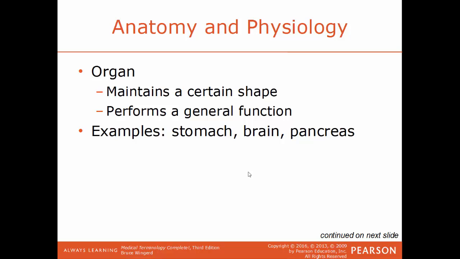When you get different tissues working together, you get organs, and these will maintain a certain shape. The kidney has a particular shape to it. The heart has a particular shape to it. And all organs have a general function. Your heart does a function that the kidneys don't do, or the liver doesn't do, and vice versa. The heart has a particular job. The brain has a general job. The liver has a general job that other organs don't do. Some examples are listed here: the stomach, brain, pancreas, skin, and so on.